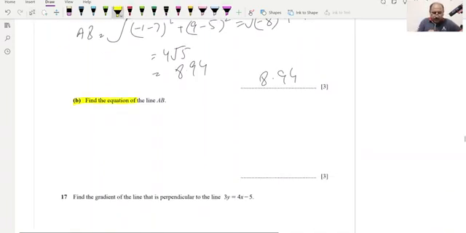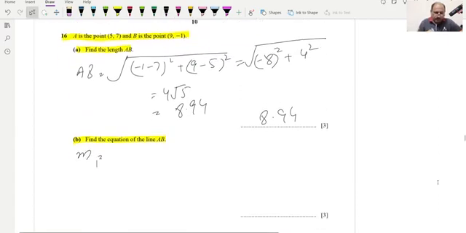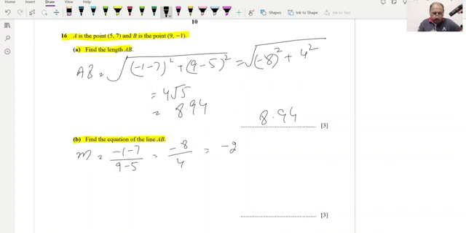Then find the equation of the line AB. To find the equation of the line AB, first of all, we will find the gradient of the 2 points. So we can write y2 minus y1 over x2 minus x1, and this will be -8 over 4, which is equal to -2, and the gradient is -2. So we'll use this gradient and use any of the points. I'm using this point 5, 7.